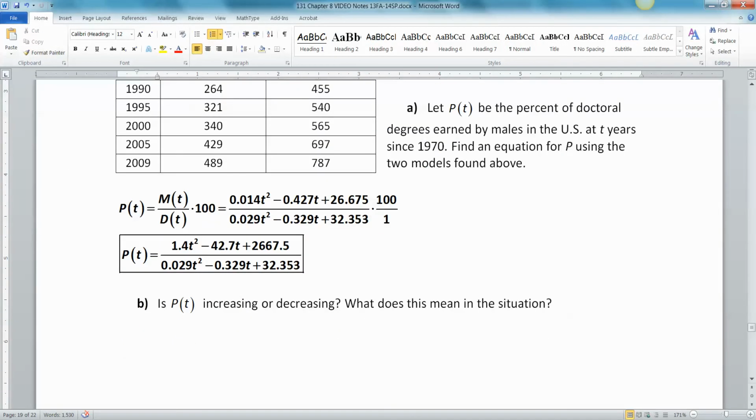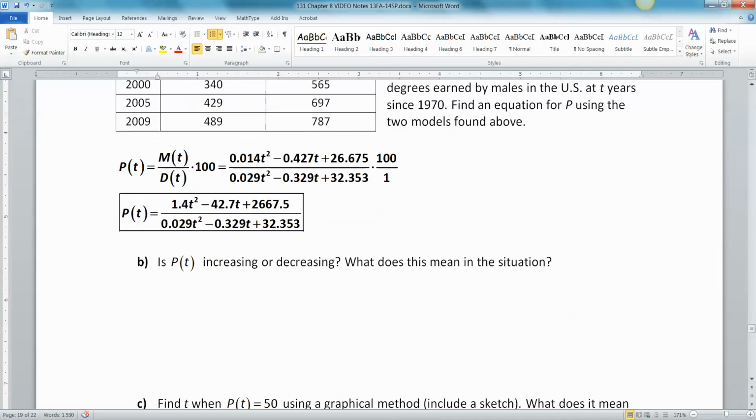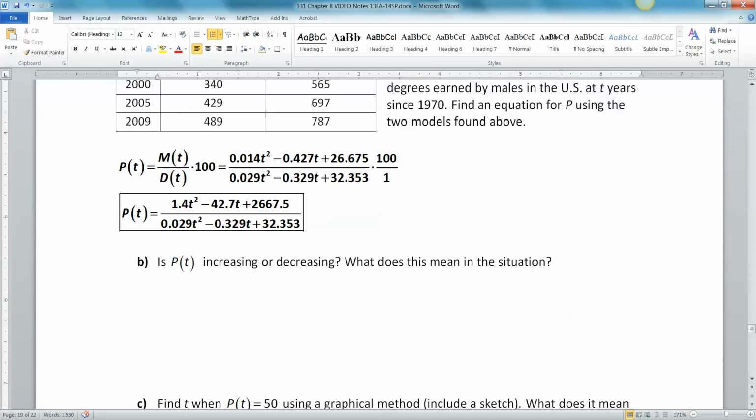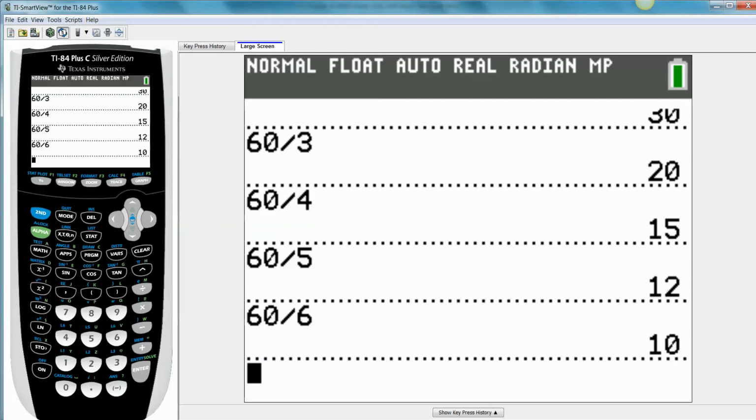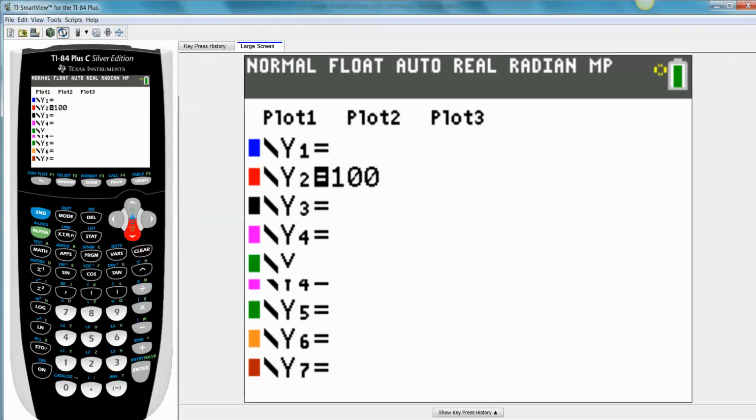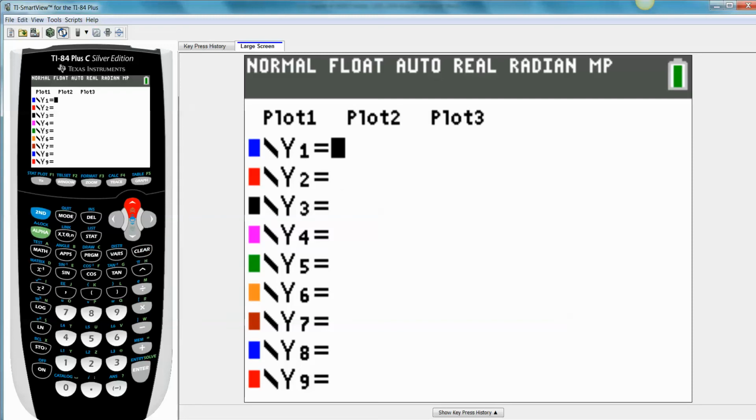Next, is that function increasing or decreasing, and what will that mean? Good question. All right, so we wouldn't know necessarily if that's increasing or decreasing just off the bat. So let's grab a calculator. Go to y equals, clear out the old, and type in the new.